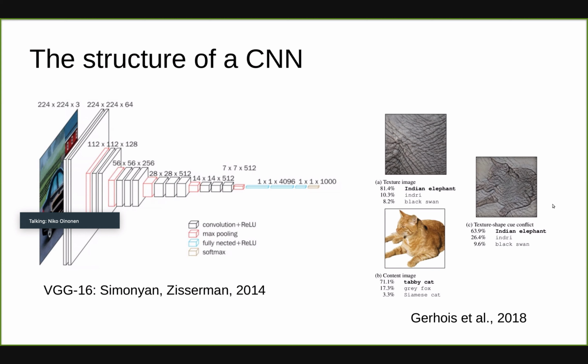So in this case, the network was biased towards looking more at the texture that is present in the image than the shapes, which is probably more what a human would look at while looking at an image.